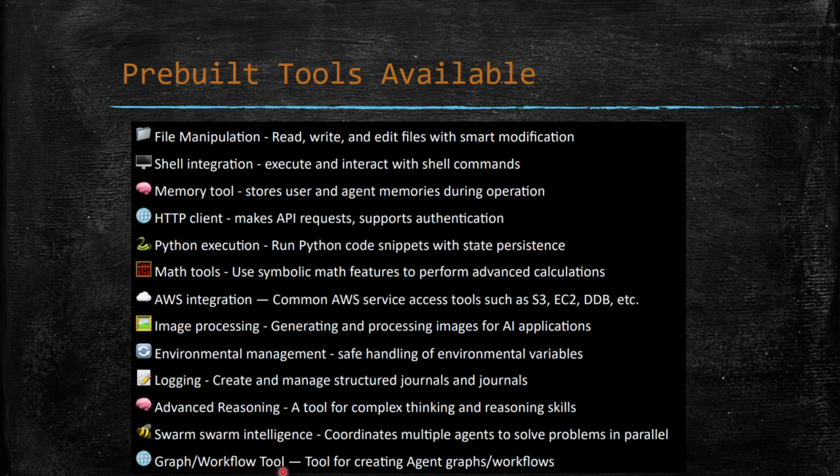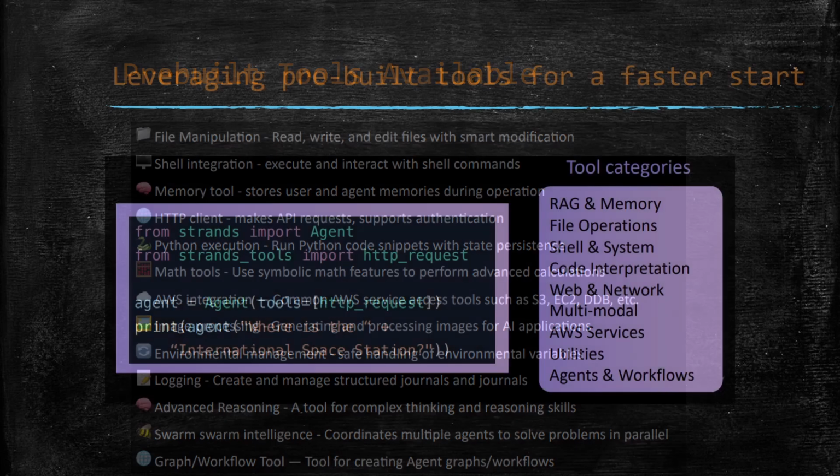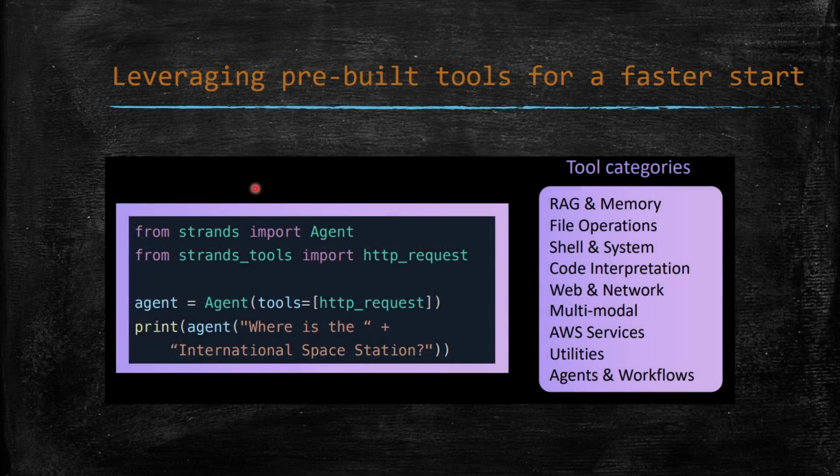So all of these things you get pre-built with your framework. If we were not using this pre-built framework, we would have to write a lot of code to get things done, but now it's very easy. If you want to call any kind of AWS service, or do any kind of calculation with maths, or Python execution as a code interpreter, everything is very smooth. Next is leveraging pre-built tools for a fast start.